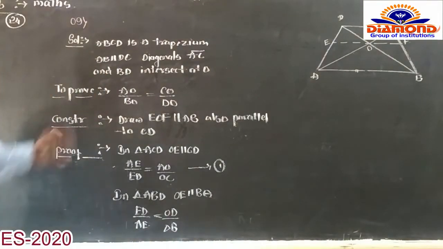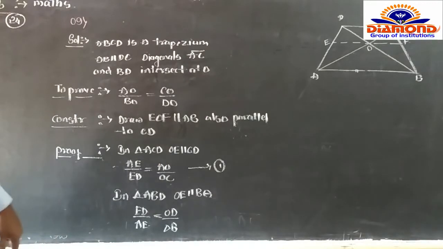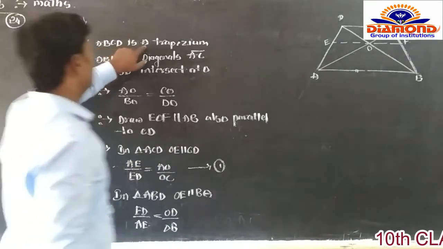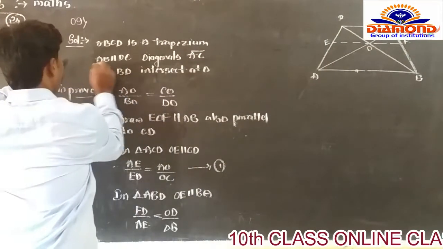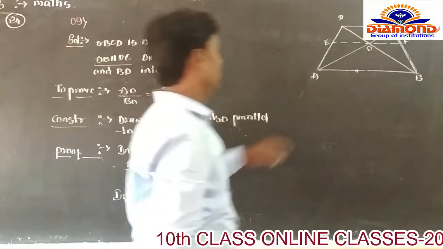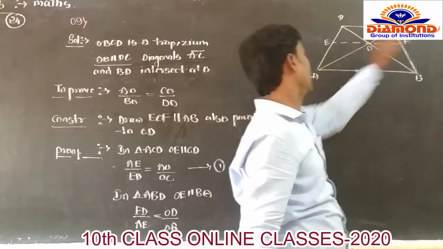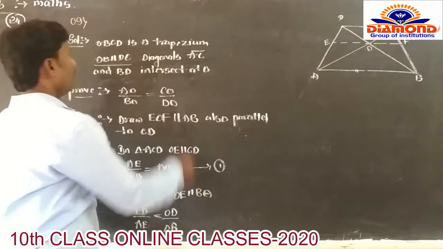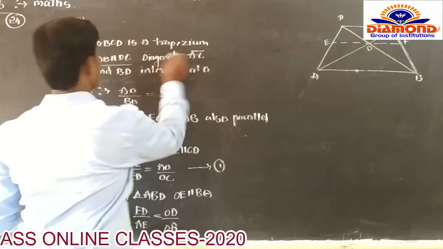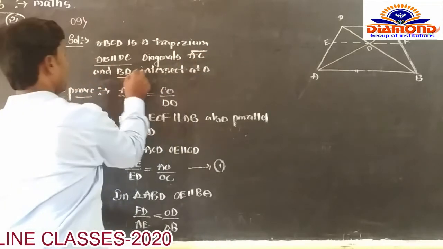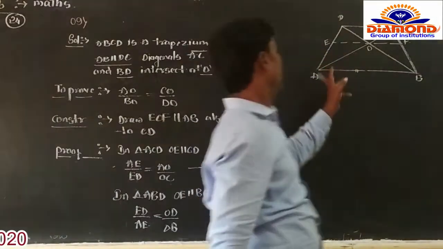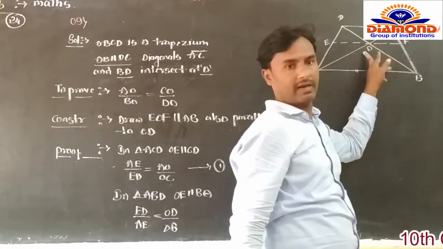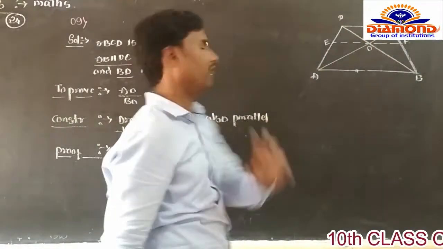So what is given? That is what I wrote here. ABCD is a trapezium. Here it is already told AB is parallel to DC, or CD. Then diagonals AC and BD intersect at the point O. This is the given, okay.